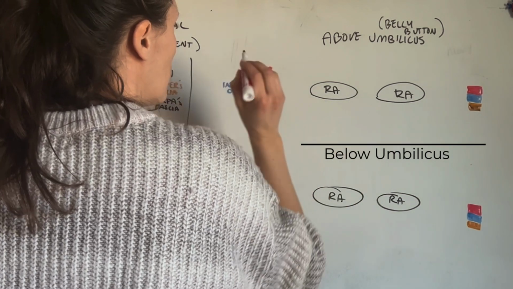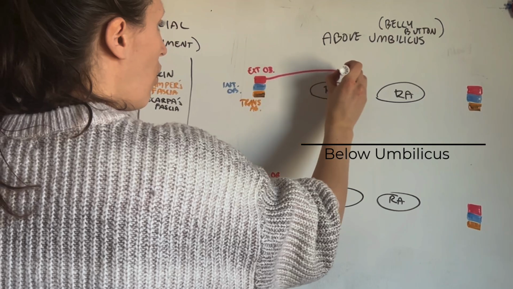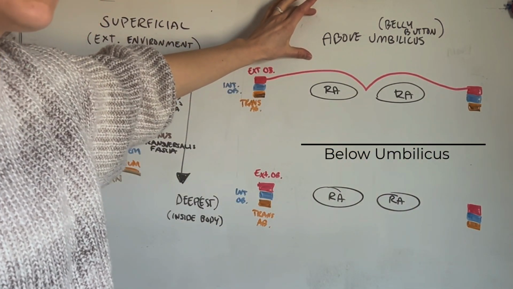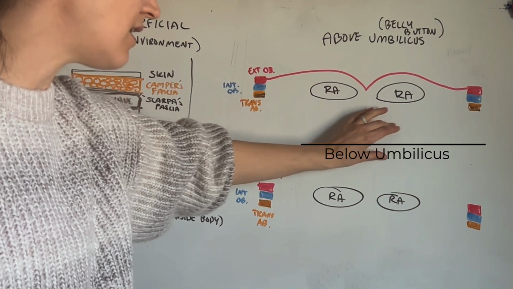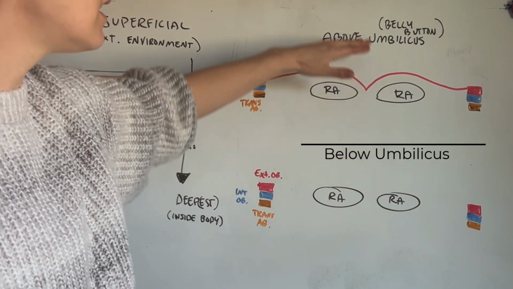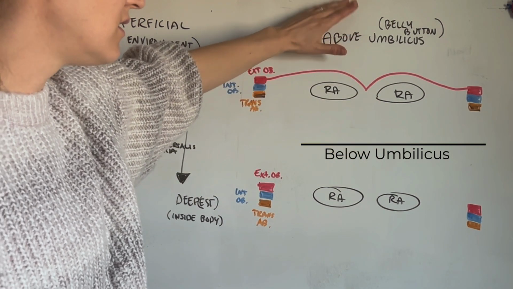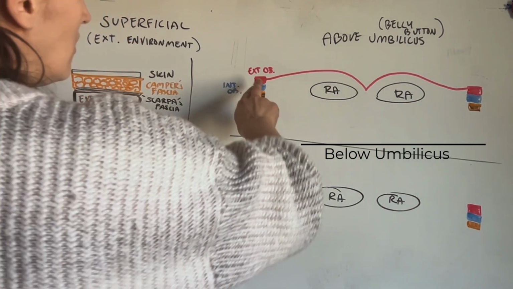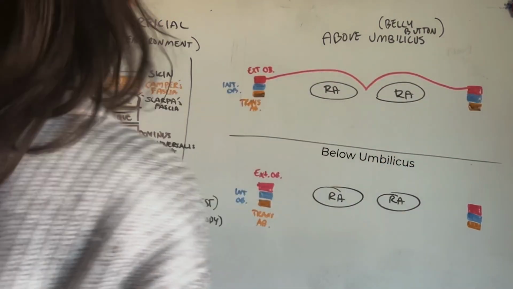So our external oblique aponeuroses always goes in front. So this would be anterior or superficial. This would be deep. This is inside the body, closer to internal organs, above or outside the skin. This is superficial, deep, and I should separate them. So external oblique always goes in front of the rectus abdominis.